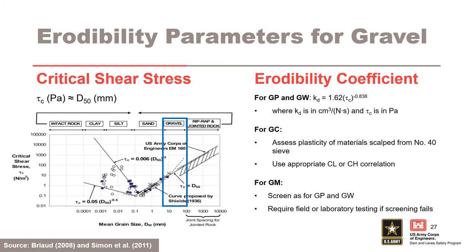It should also be noted that this equation is only for clean gravels. When a large fine fraction becomes present in a gravelly soil, the finer soil will dominate the erosion behavior. For these cases, it's appropriate to use finer-grained correlations to estimate the critical shear stress based on the properties of the fine fraction of the soil.